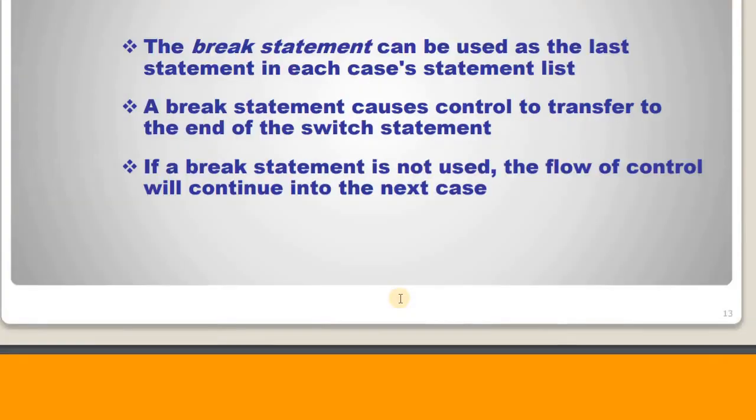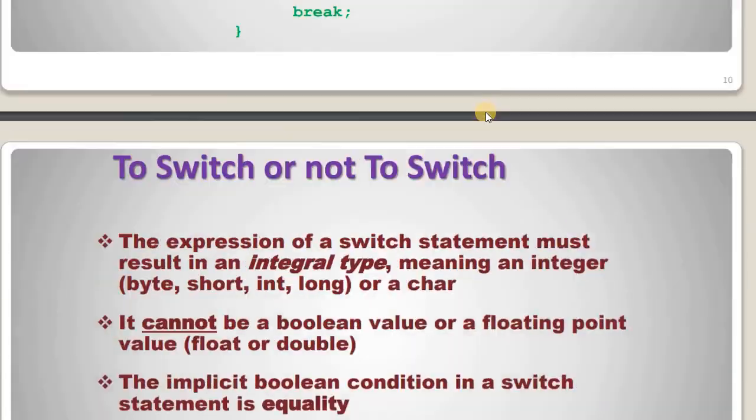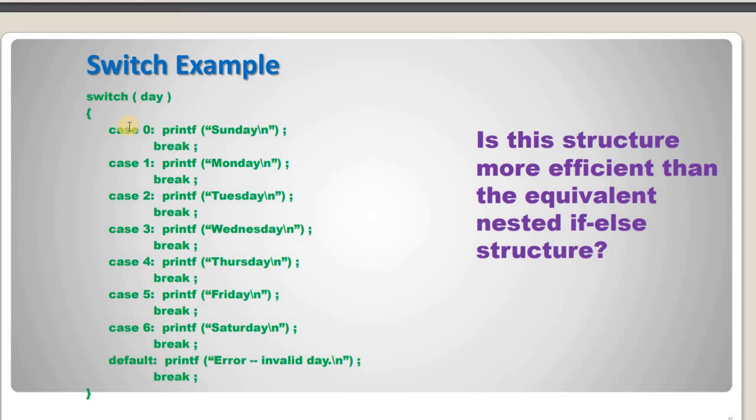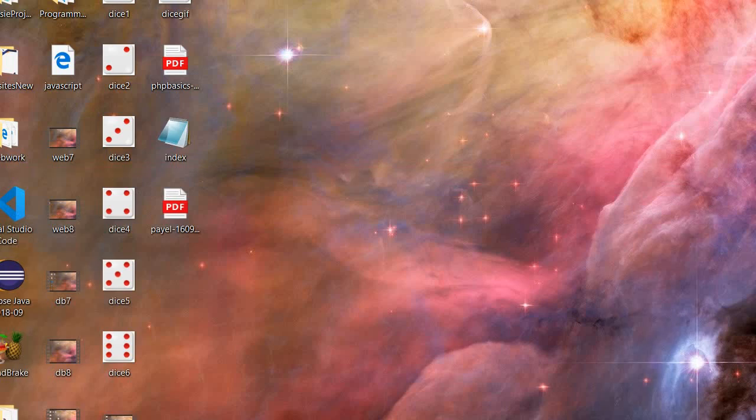Okay, so let's do a practical example. Let's do the day example. We looked at the day example. It's checking according to the numbers and printing the days of the week. Let's do a day example and then let's create a menu. So everybody open your Visual Studio Code.